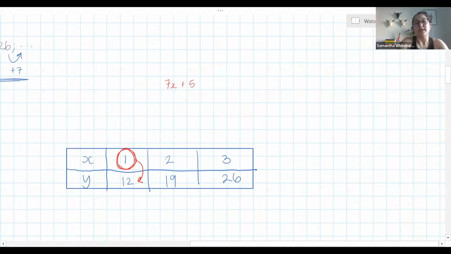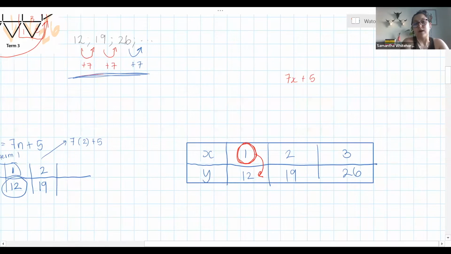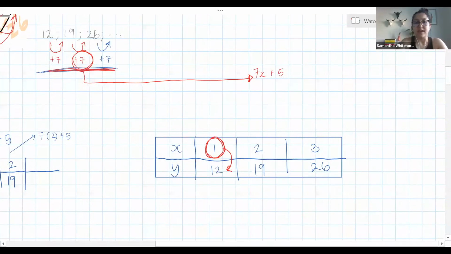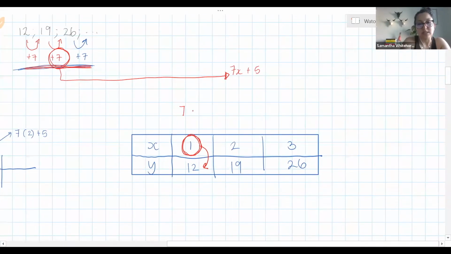Now, we already established in this writing out of my number pattern that I'm adding 7 each time. And so the clue, or the way we can use the 7, is as the coefficient to the X. So if I start off with 7x, then the very first term would be 7 times 1. Now that's 7. I want 12. So I ask myself, what should I add to 7 in order to get 12? Well, I know that if I add 5, I'm going to get 12.